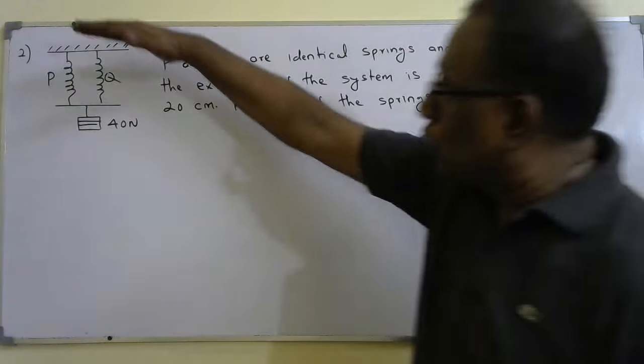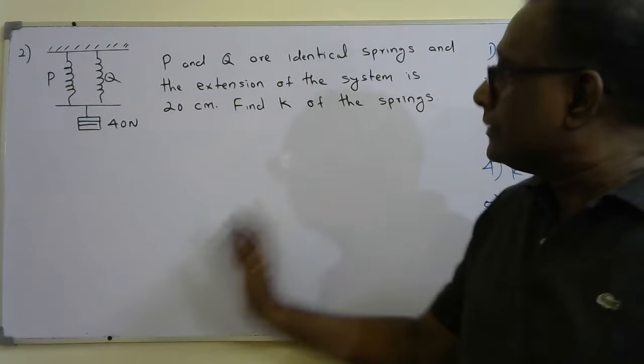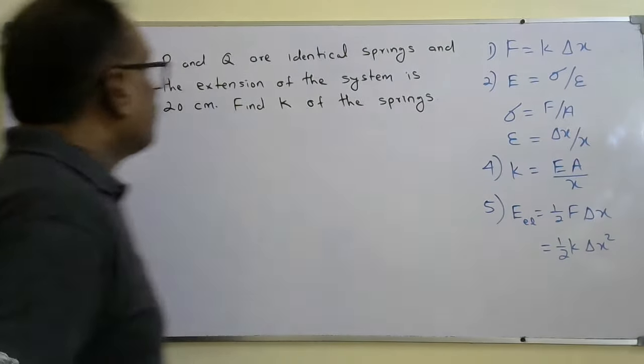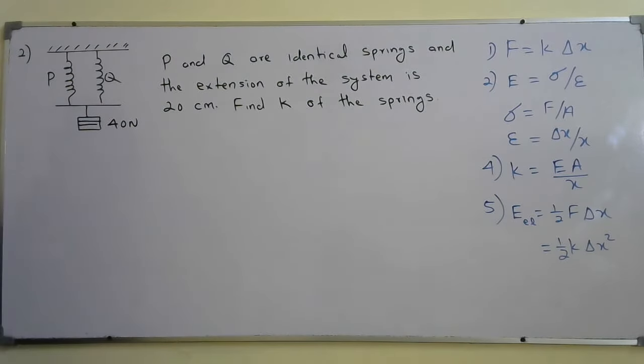That means each spring has an extension of 20 centimeter. Find the spring constant of the springs. Each spring, find the spring constant. Both have the same spring constant. Okay, so here 40 Newton is applied.